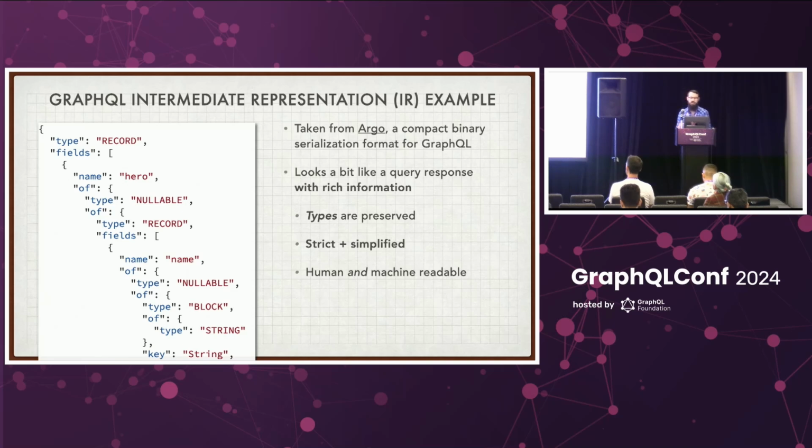So I'm not advocating that we start using this particular intermediate representation for all GraphQL libraries or anything like that, but hopefully this makes it a little bit more concrete about what it might look like if you're using this technique in your library.